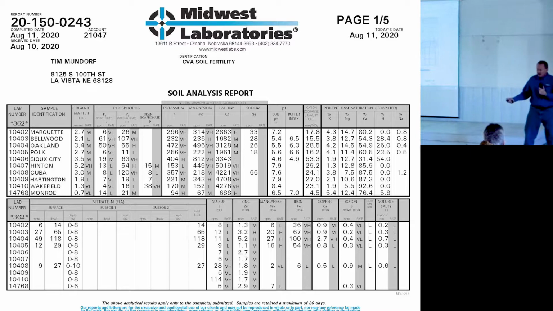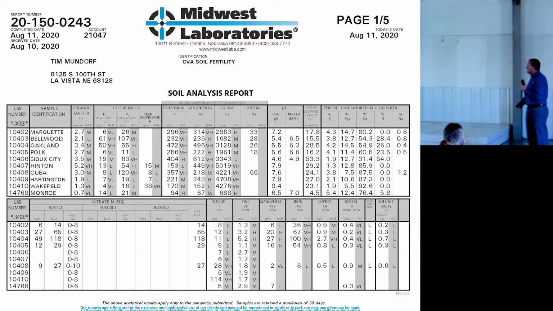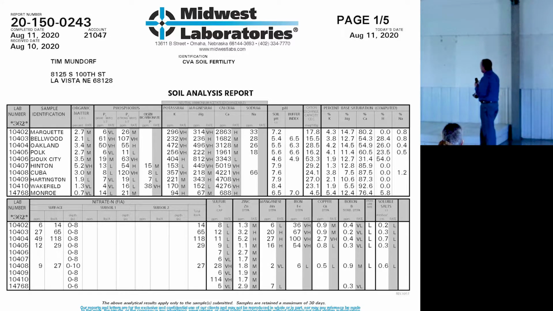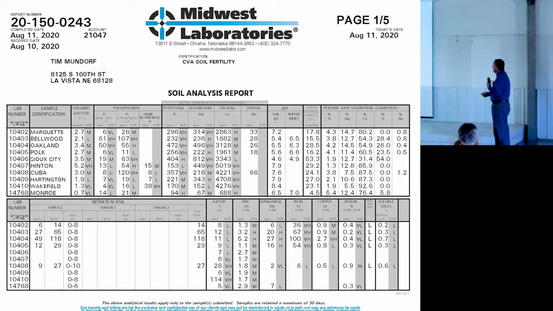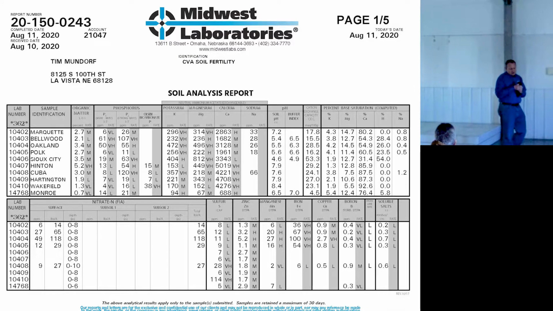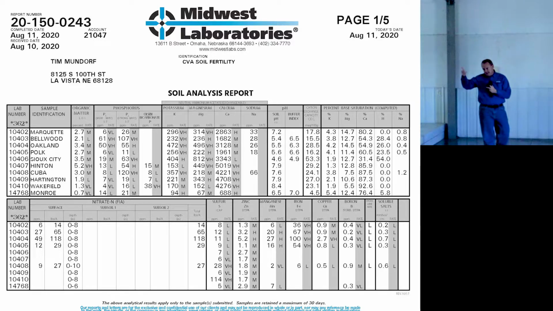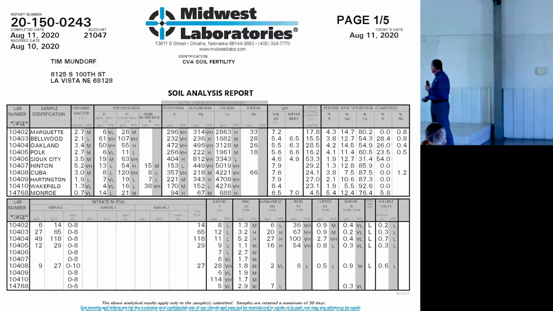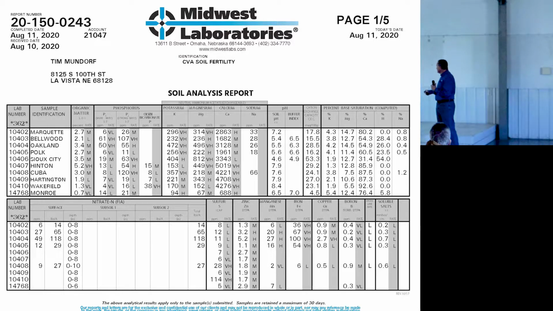Now, I work for the co-op, so I'd love to sell you nutrients, but if I just waste your money, you're not going to be happy with me, you're going to go somewhere else anyway. So let's account for the nutrients that are going to be released from organic matter. Organic matter is a tremendous source of nitrogen. That's why it's in the calculations Dan just gave you. Tremendous source of phosphorus.